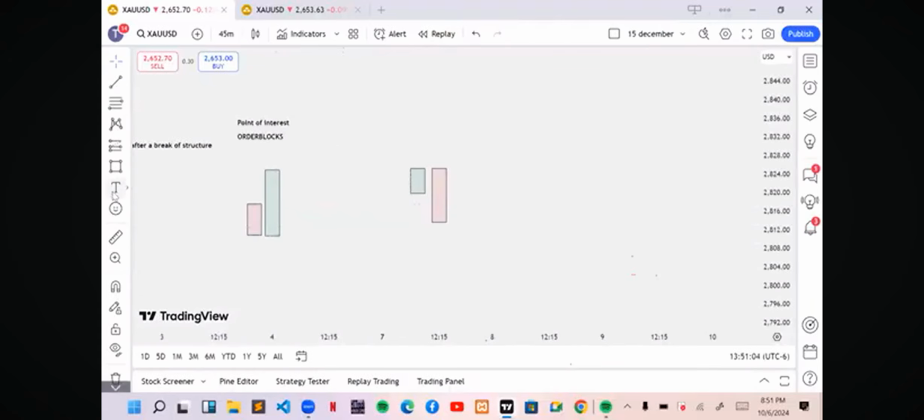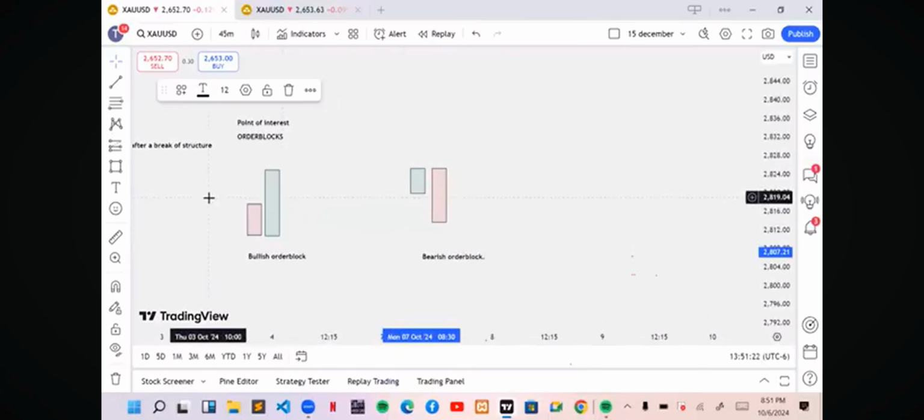So this is a bullish order block right here, and this is a bearish order block right here. Use this bullish order block when you're looking for buys. You use this bearish order block when you're looking for sells.